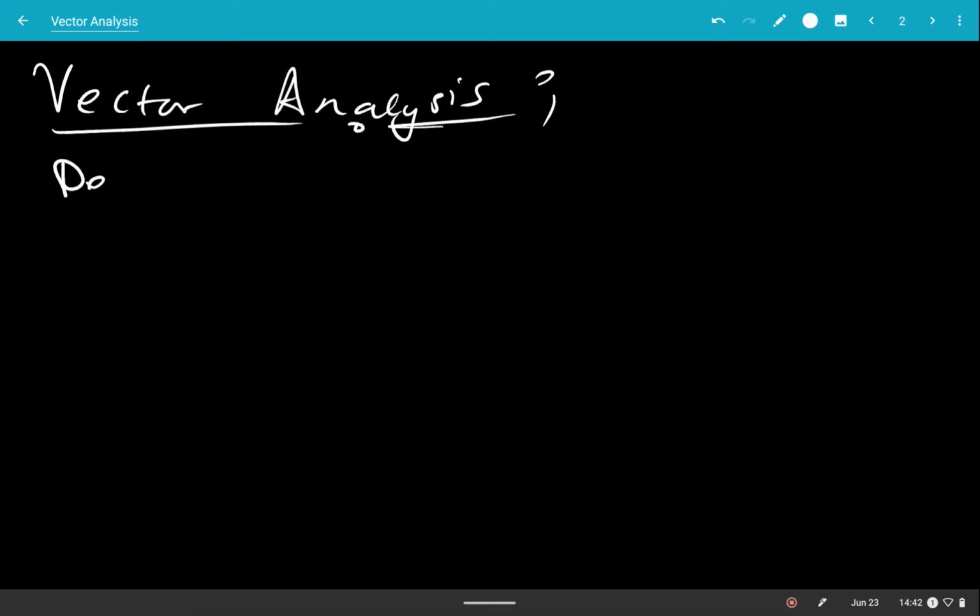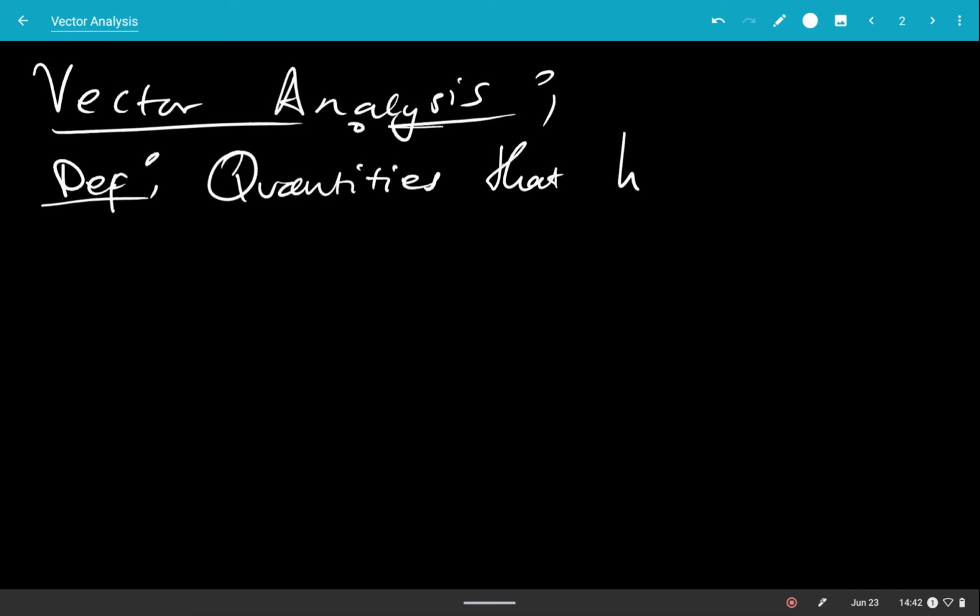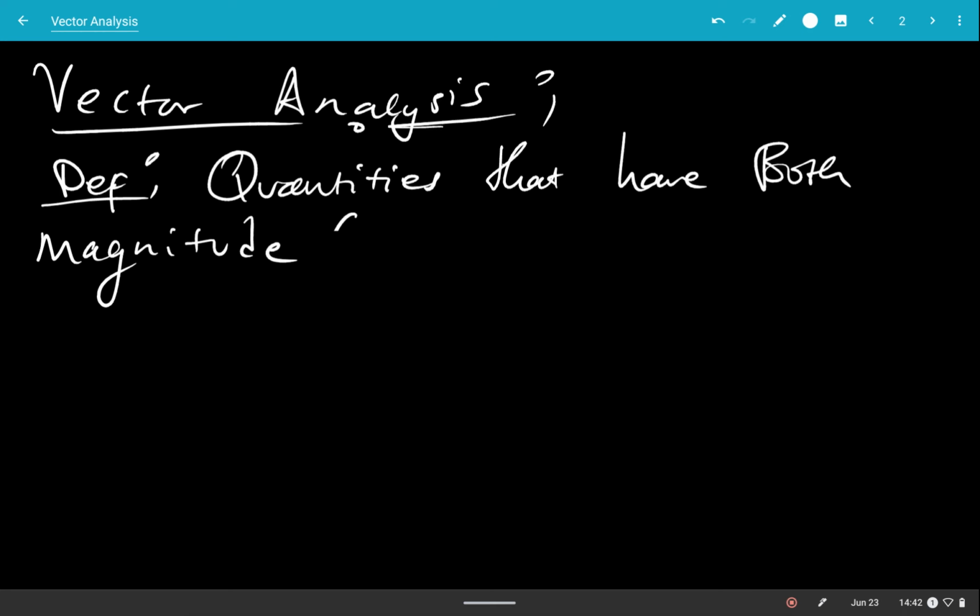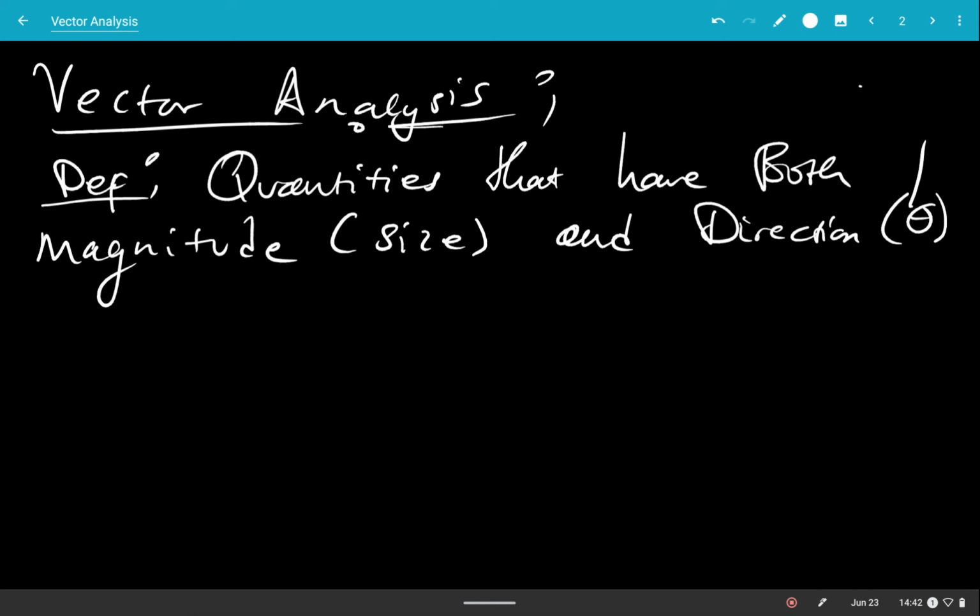By definition, we know that vectors are regarded to be quantities that will have both the magnitude, of which the magnitude is referred to as the size, and the direction. The direction is what is known as theta.